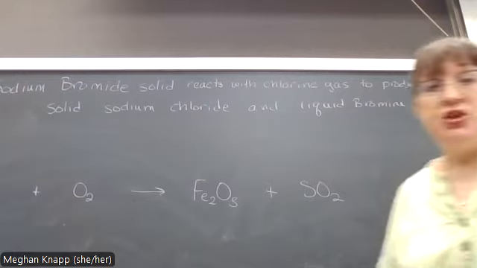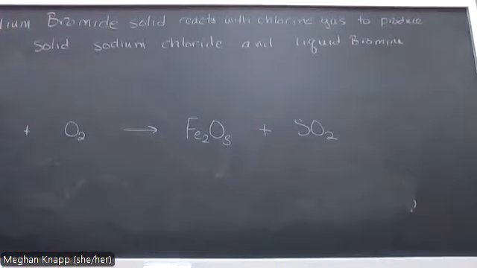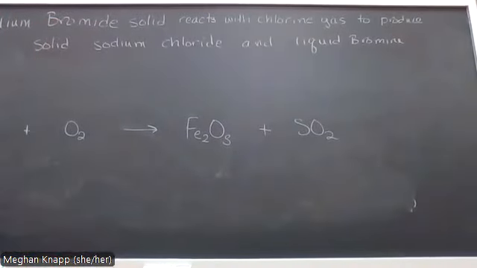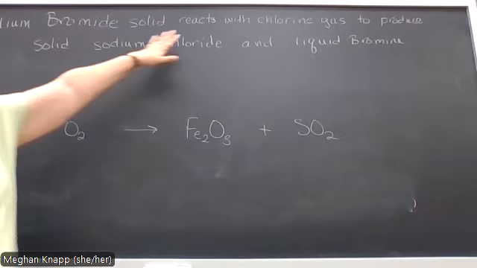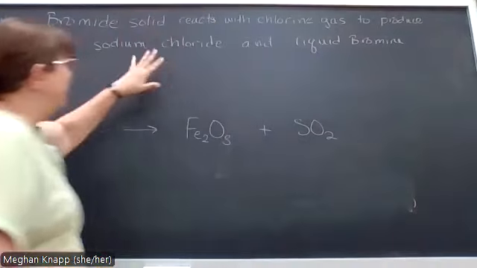Okay, so with this, when we change this into a chemical equation, we have to remember our rules for the nomenclature, the names of ionic compounds, the names of covalent compounds. So we have an ionic compound here. We have an element, an ionic compound.